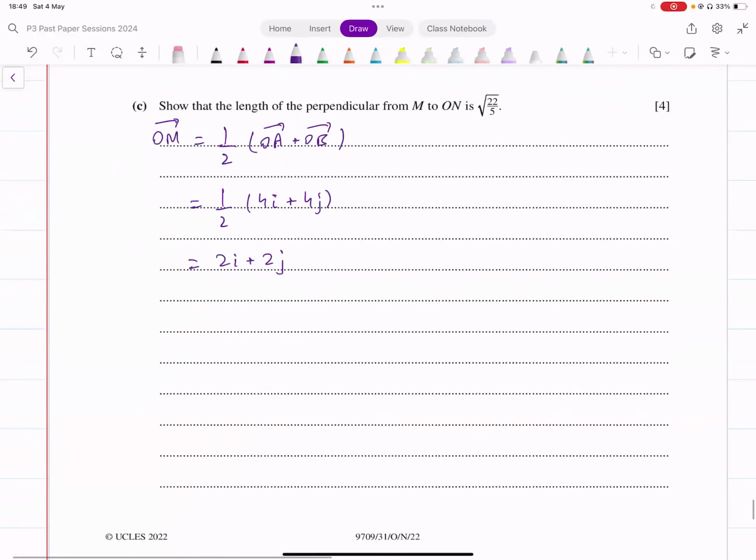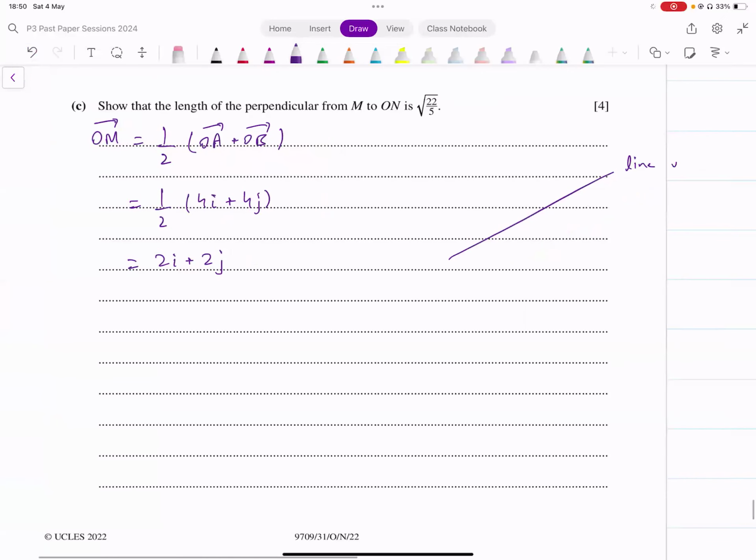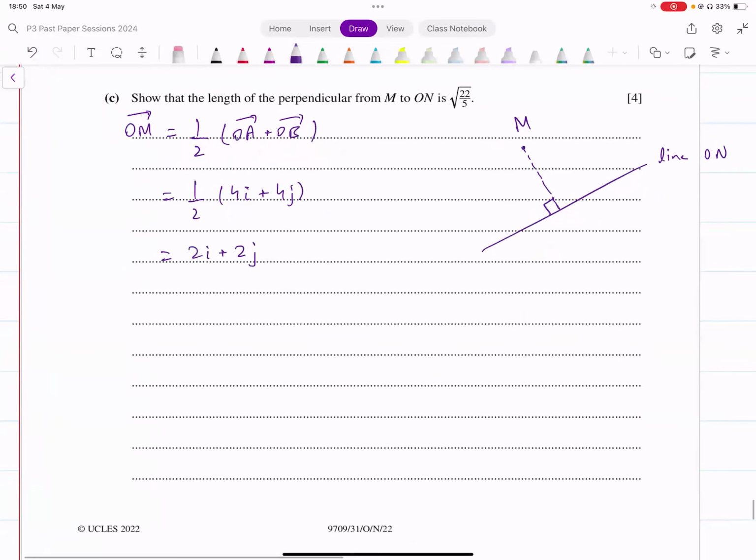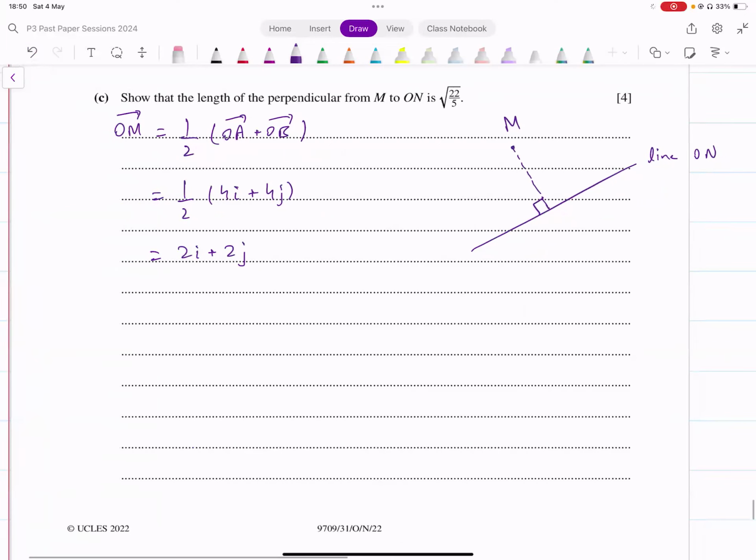Okay. Now we have the vector OM, the position vector of the point M. That's one thing that we wanted. We wanted the distance from ON. Now let's think about this. Let's say this is the line ON, and there's a point M somewhere. We need to find the perpendicular distance between that point and this line. For that, we also need the equation of the line ON. How do we do that?